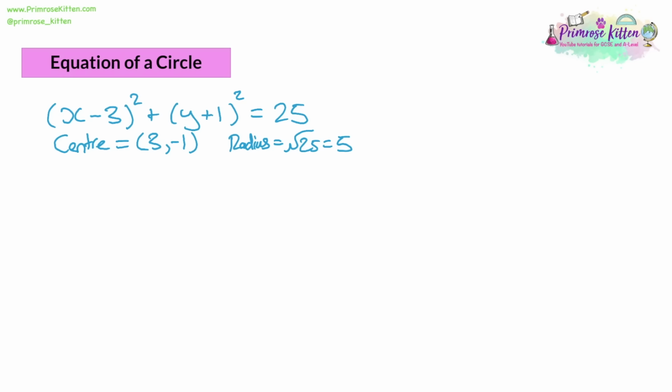Now, there is an alternate form. You can have an equation of a circle that looks like this. x squared take away 2x plus y squared take away 12y minus 44 is equal to 0. And what we want to do really is change this into the previous form. It's really easy to get the centre and radius from the previous form. The way we do it is completing the square.